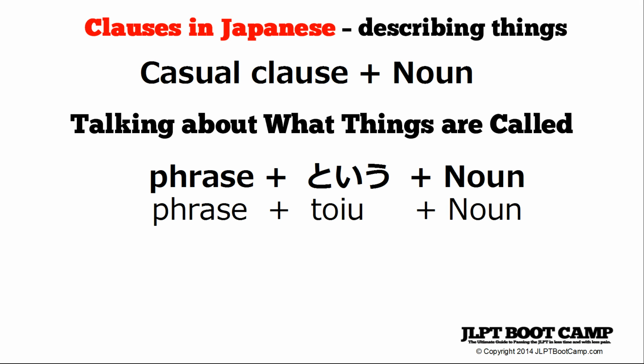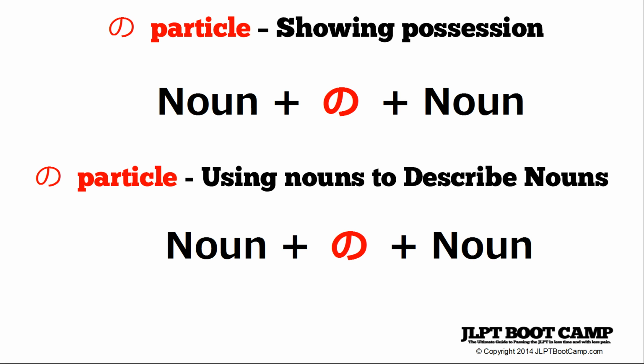So, real quick review: clauses in Japanese. It's usually a casual clause plus the noun that it's describing. At the N5 level, these aren't going to be too complicated. They're going to be simple clauses, but this can get a lot more complicated as you go up in levels. So it's good to get the basic idea down pat here at the N5 level before you move up. Talking about what things are called: phrase plus toiu plus noun. We can use this for games, books, movies, to talk about what a certain thing is called. And the no particle has basically two uses: showing possession, plus using nouns to describe nouns.